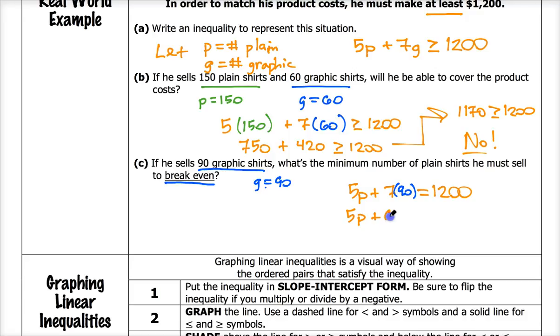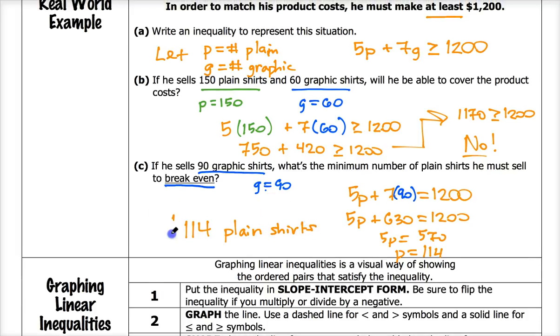So 5P plus 630 equals 1,200, and when I solve this equation, I get P equals 114. So this means that he must sell 114 t-shirts, plain t-shirts, in order to break even. If he sells more than 114 t-shirts, he's going to make a profit. If he sells less than that, he's going to have a loss.